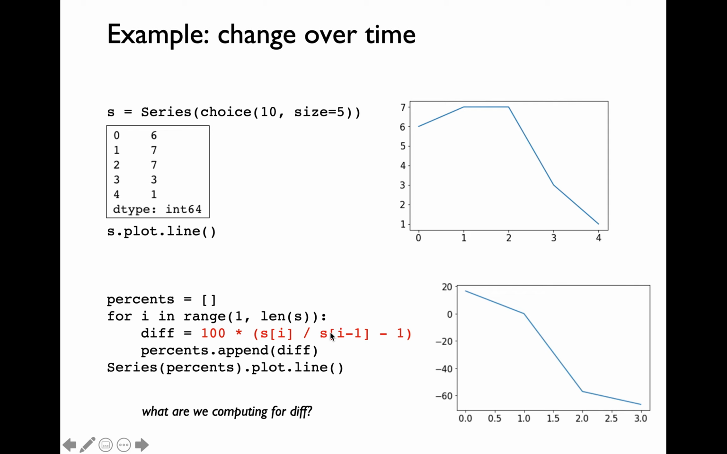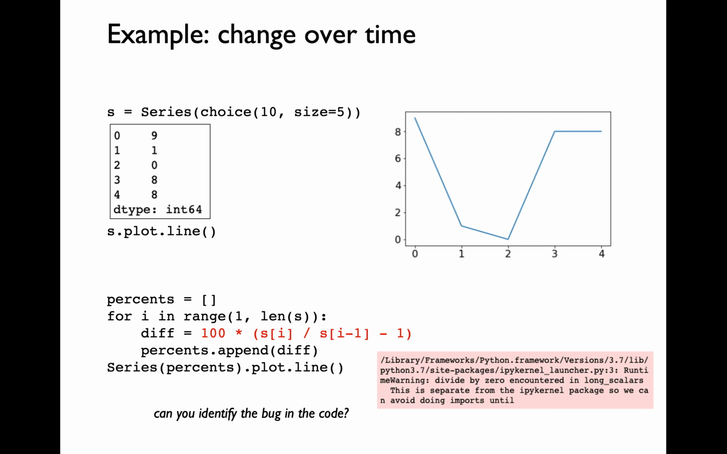So this is an example of what is called a non-deterministic bug. Non-deterministic bugs are bugs which are not always reproducible.